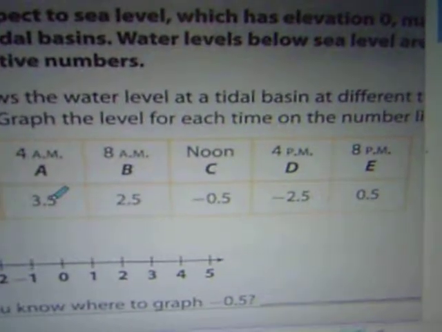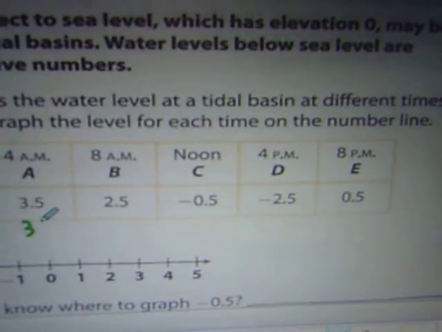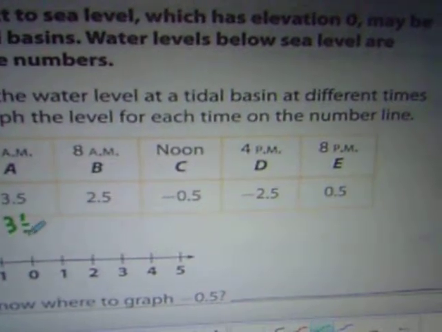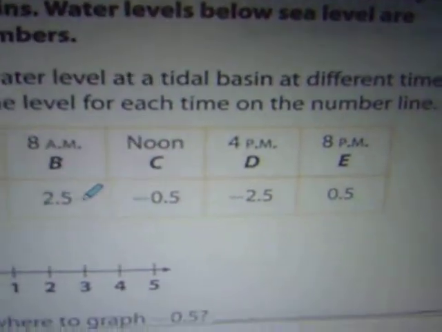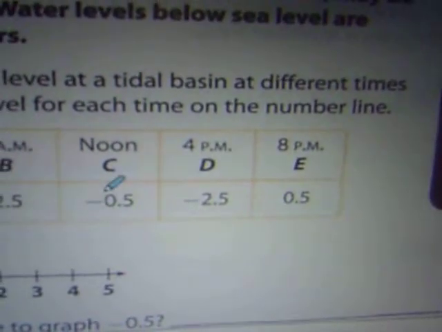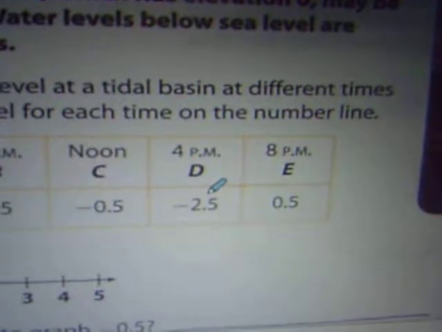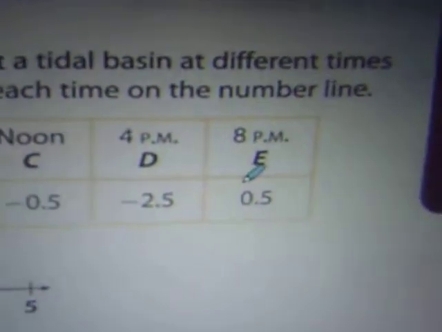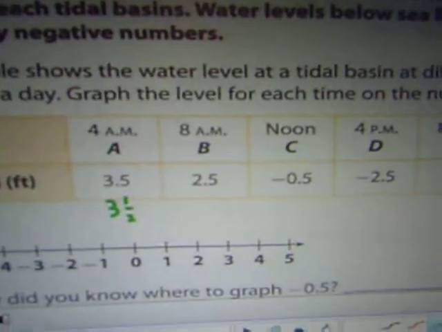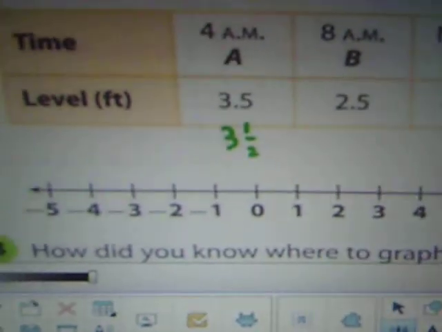3.5, 2.5, negative 0.5, we're going to focus on this a little bit, negative 2.5, and then 0.5, which is the same as a half. Well, the actual question is to graph these on the number line.